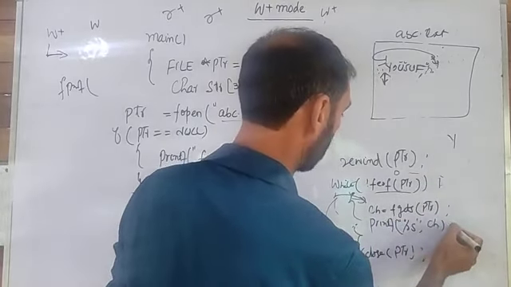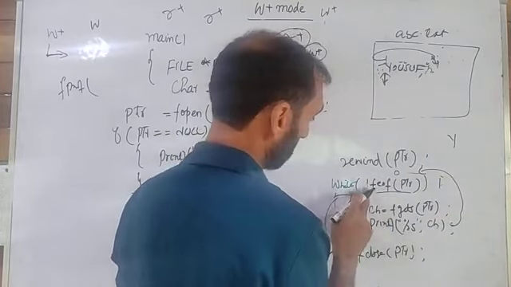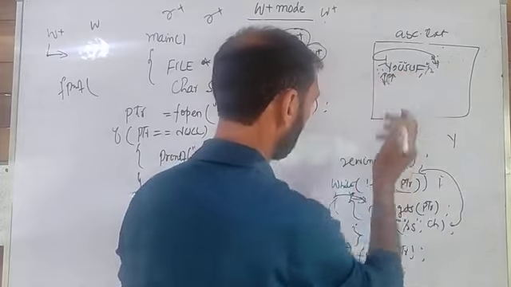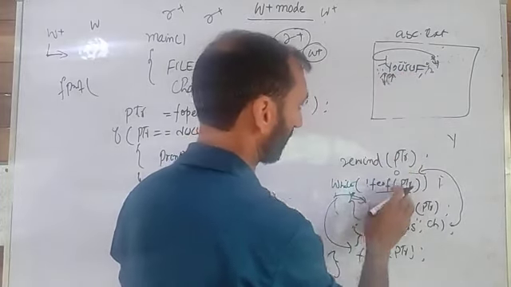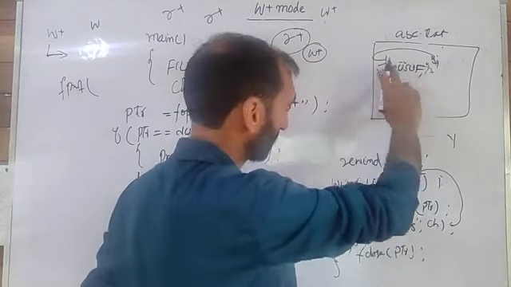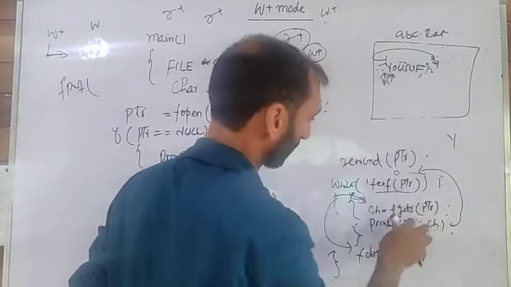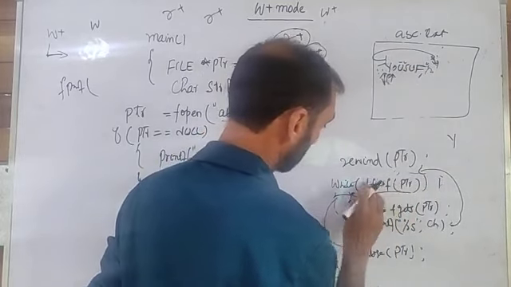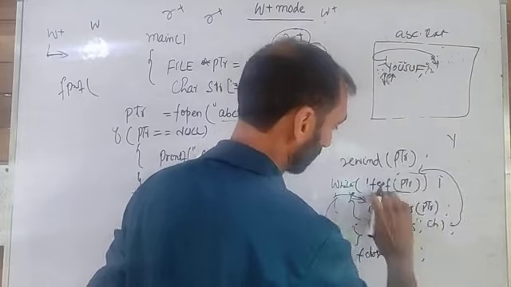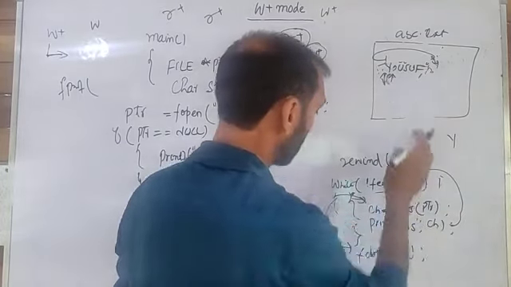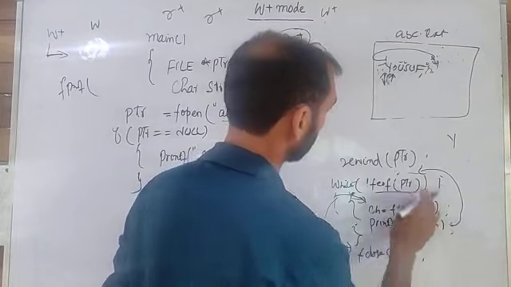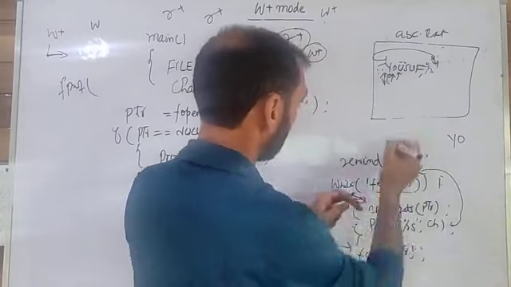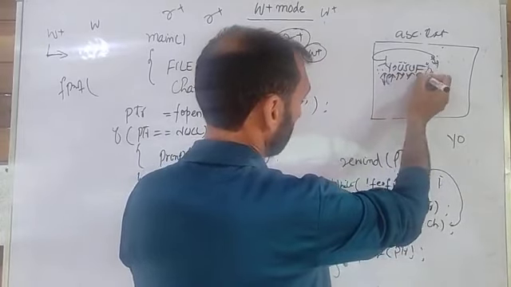CH = fgetc(PTR), and this first Y will get stored in CH, printf %c CH, Y will get printed. After that, it will again check the condition while the cursor is at the next position. The file is not at end of file because the cursor at present is not at the end. That means it will return 0, and this logical NOT will convert this 0 into 1. That means overall it is true, and now O will get stored in CH, and it will get printed here.